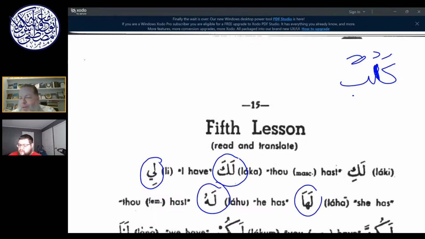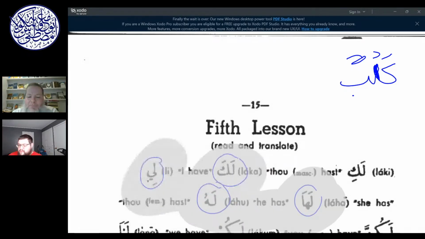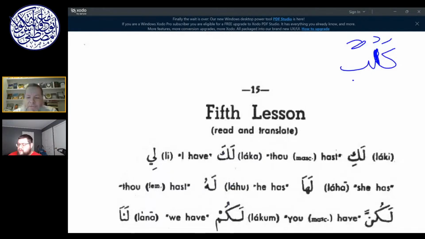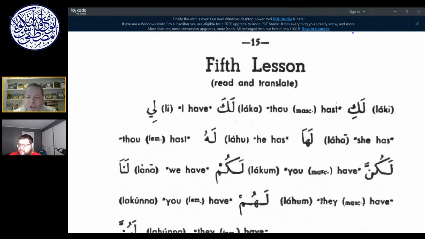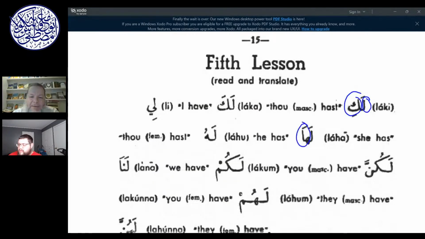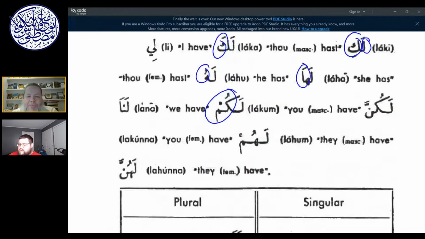Laha. We're going to learn all of this. And you've already been reading these words. Li, laka, laki, laha, lahu. We just read some of them today. And we're going to learn what they mean, what this la is, and what all these endings are and what they mean. And then we can put a word after it, and you'll be able to start making short sentences.